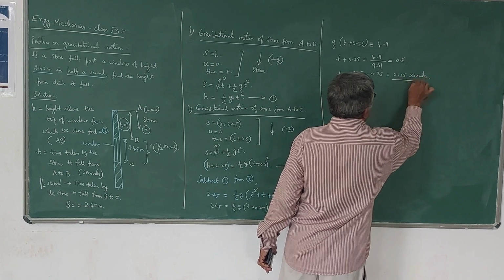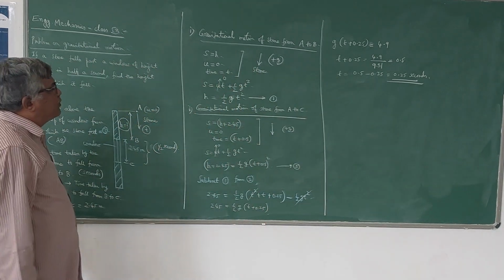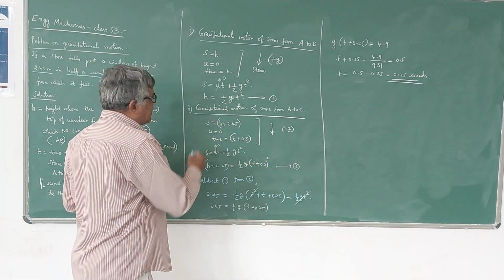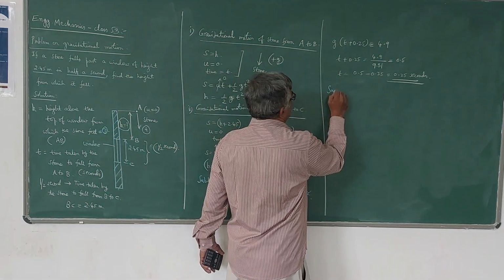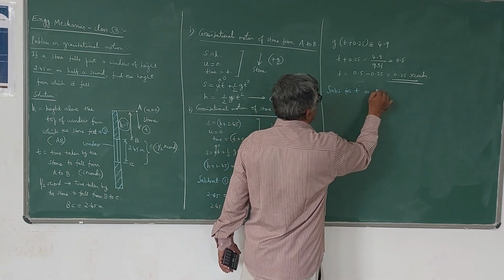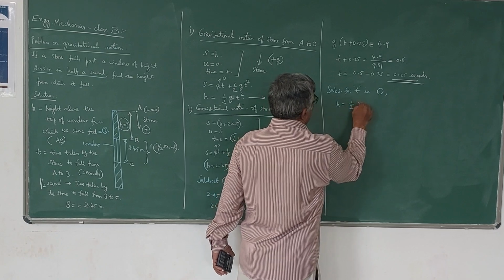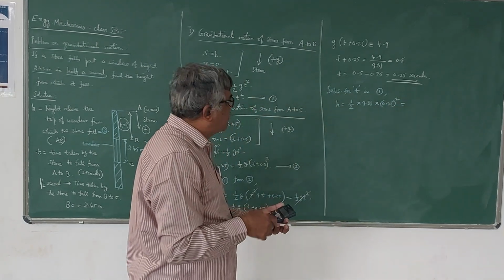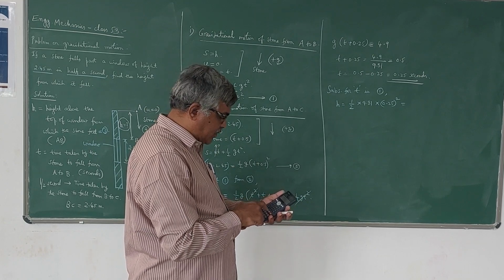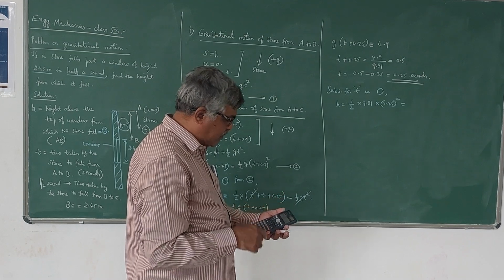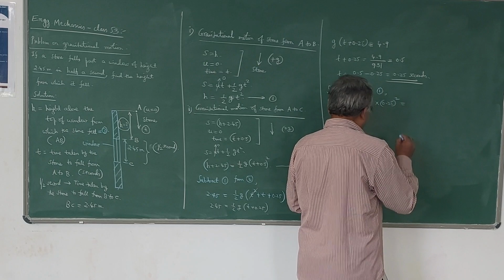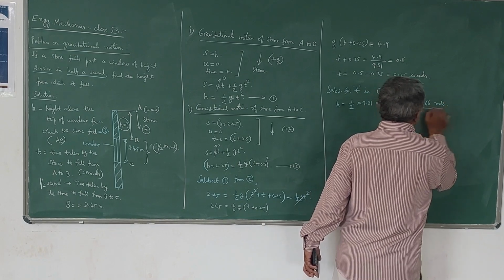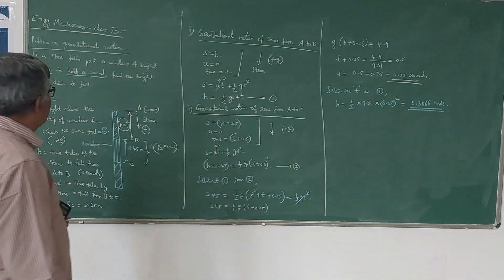That means the time taken for the stone to fall from A to B, t, will be equal to 0.25 seconds. Now substitute this value of t in one of the equations, either 1 or 2, to get the value of h. So substituting for t in equation 1, it leads to h is equal to ½ into g, 9.81, into t, 0.25, squared. So you will be getting 0.25 squared into 9.81 divided by 2, which is 0.3066 meters. That is the height from which the stone fell.